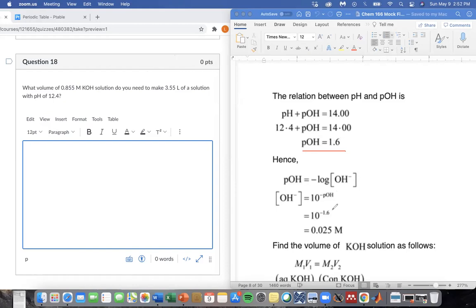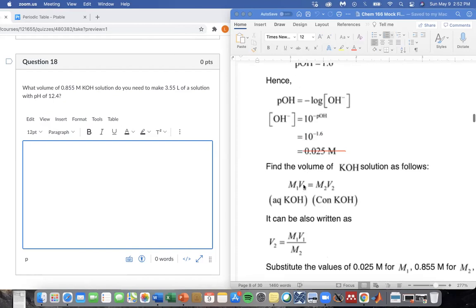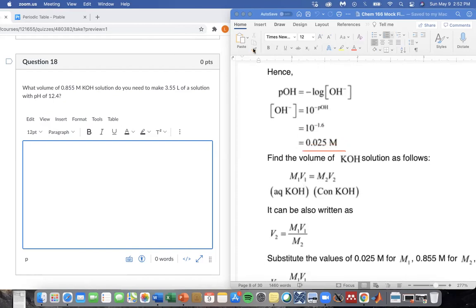Then you can determine how much molar OH- you need in order to get a solution with a pOH of 1.6. You do 10 to the negative pOH and you get 0.025 molar OH-. So that's your OH- concentration. Now, basically you need to equate the number of moles of OH- in the solution with the number of moles of KOH in the solution.